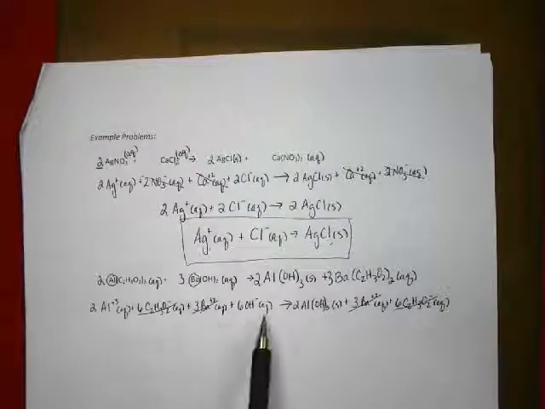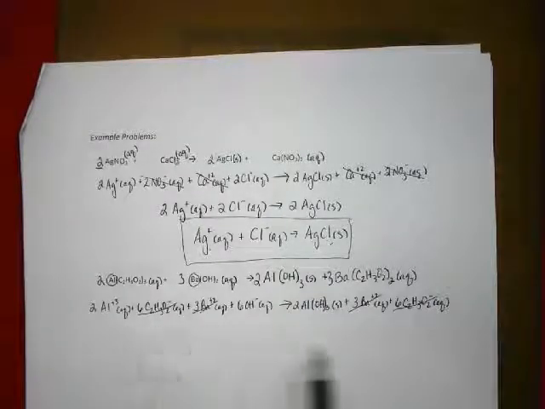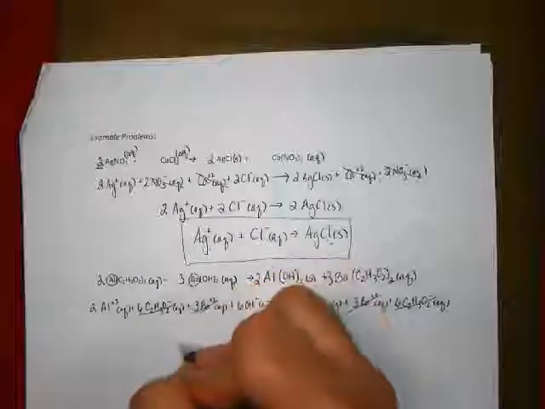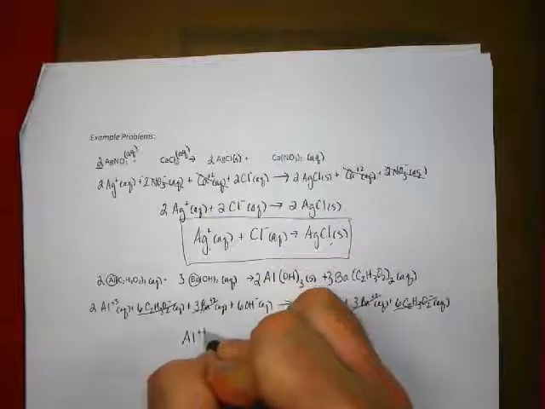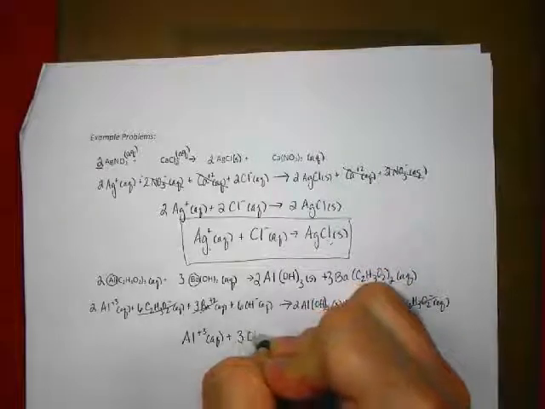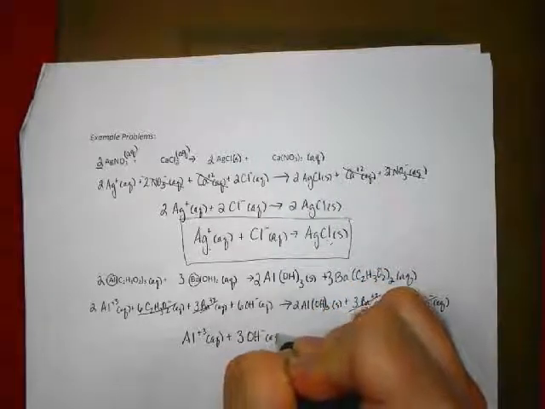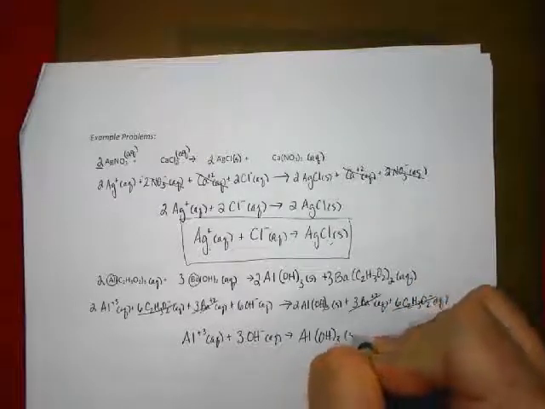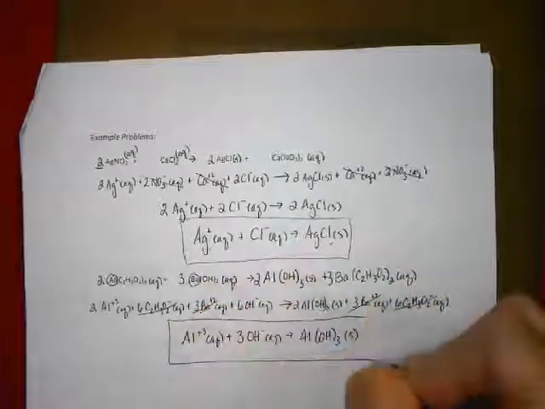You can combine the last 2 steps, which is write down what's left over and reduce into the next step. So everything is divisible by 2. So our net ionic is going to be Al+3 (aq) plus 3OH− (aq) yields Al(OH)3 solid. There is our answer.